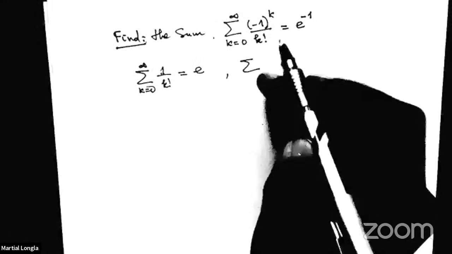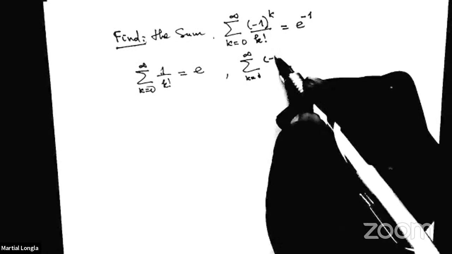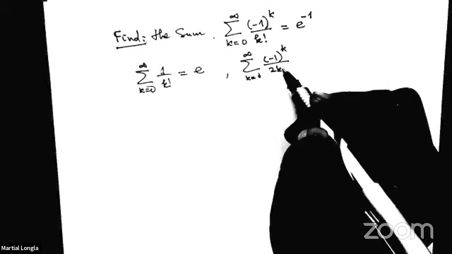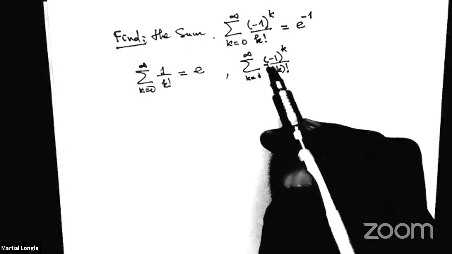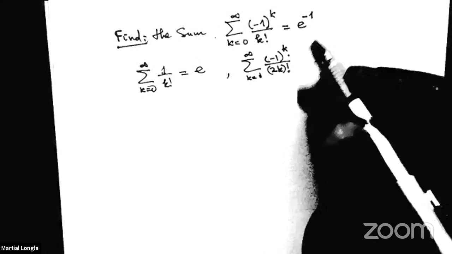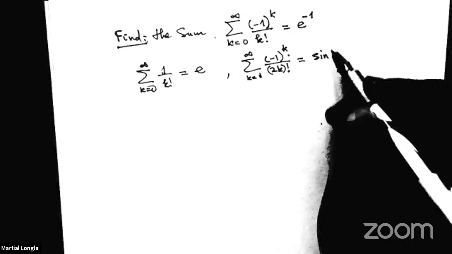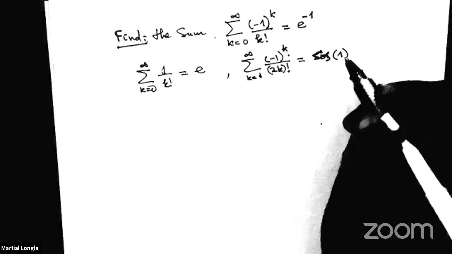If you say find the sum k from 0 to infinity of -1 to the k over 2k factorial, and I say, okay, -1 to the k, something is missing here. What is that? It's 1 to the power 2k. So this is nothing but cosine of 1.